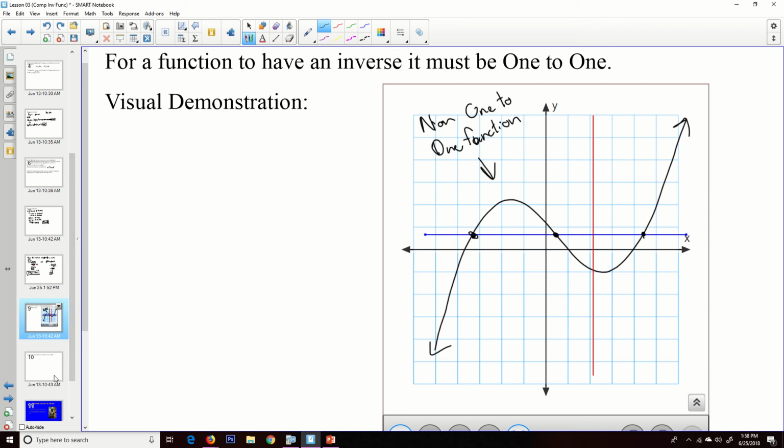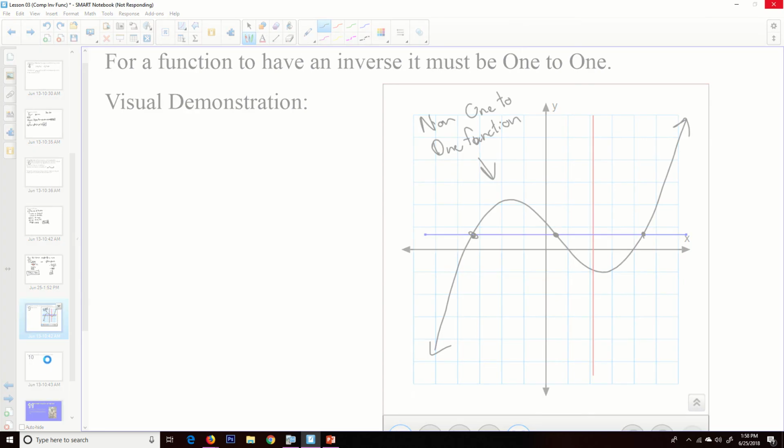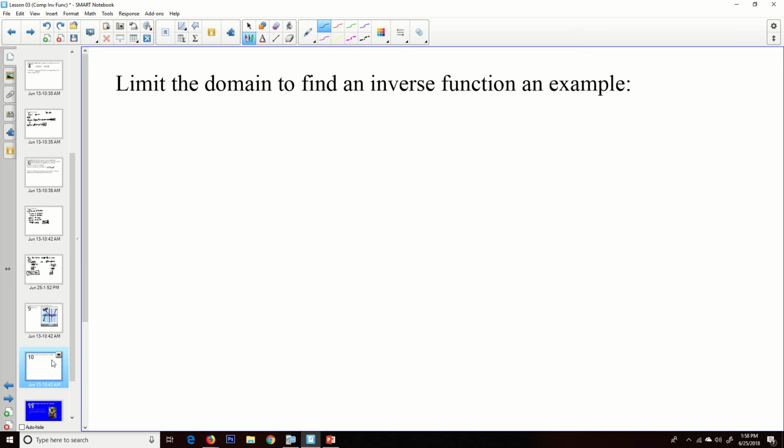All right, so what can we do about that? Well, sometimes what we can do is limit the domain. So here's an elementary example. Here's a simple example of where we can limit the domain.